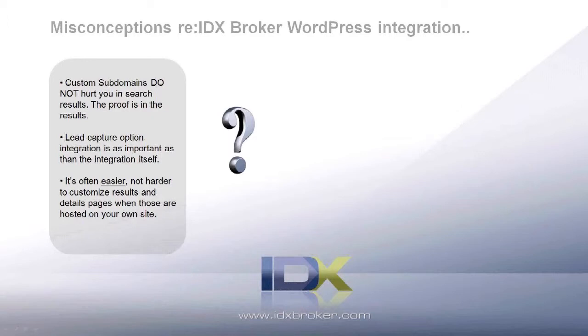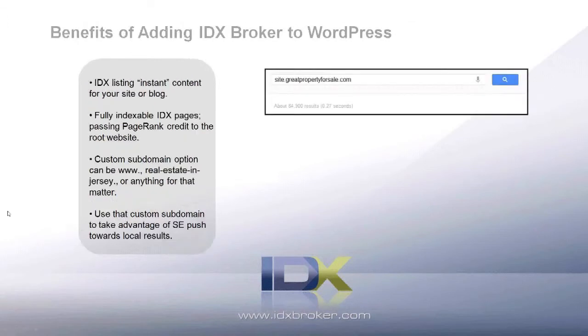So there are some misconceptions around IDX Broker and IDX Broker WordPress integration. One of them is that custom subdomains do not hurt you in search results, and I think the proof is in the results. If you look at that first slide, in fact, I can go back to that slide briefly, and you can see the results of a WordPress integration where there are 84,900 results. This is a search for Great Property for Sale, which is a site that was integrated with WordPress, and so a lot of those pages are IDX pages.